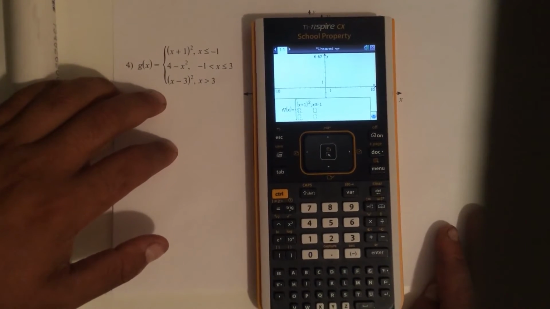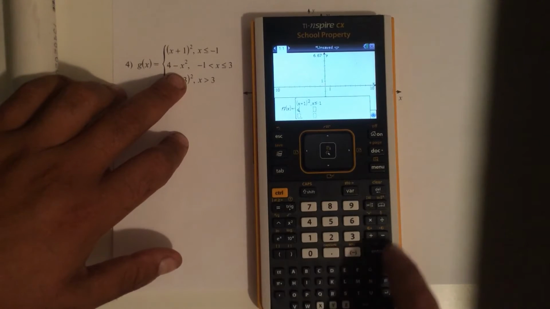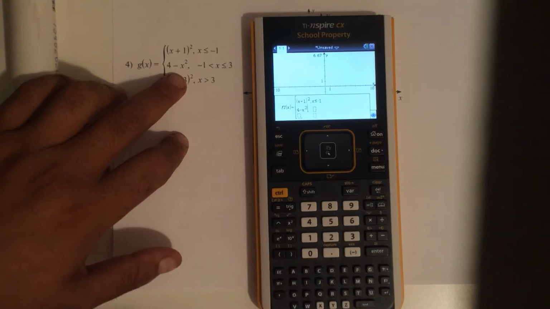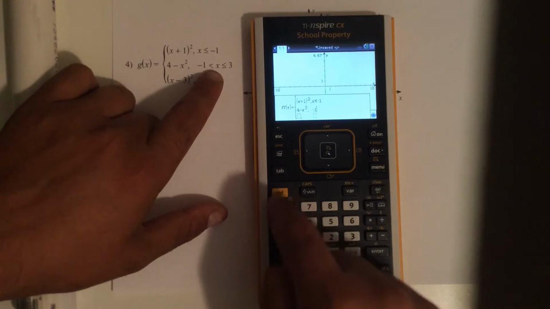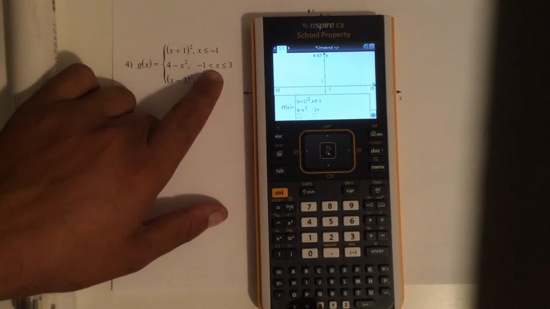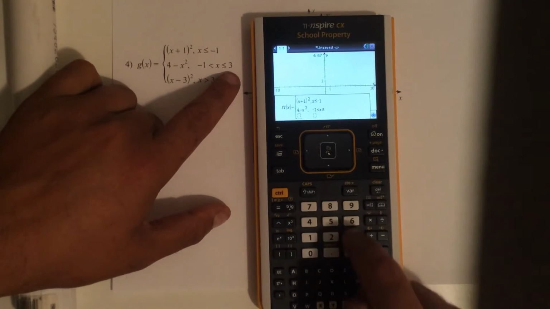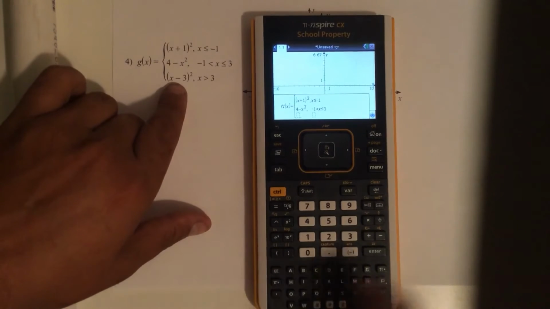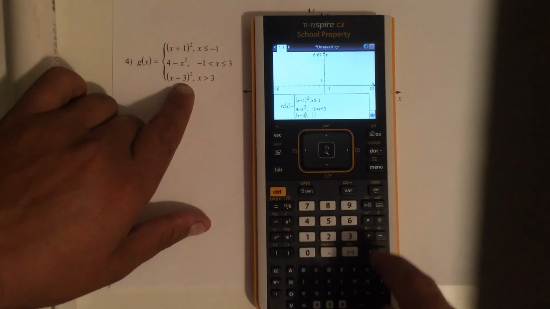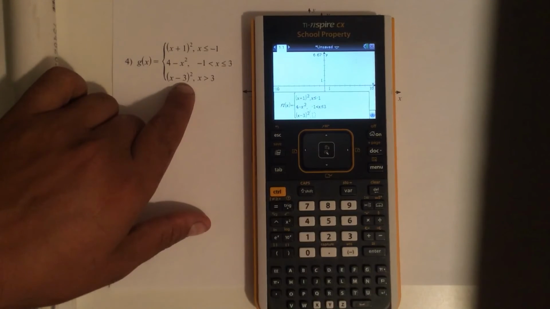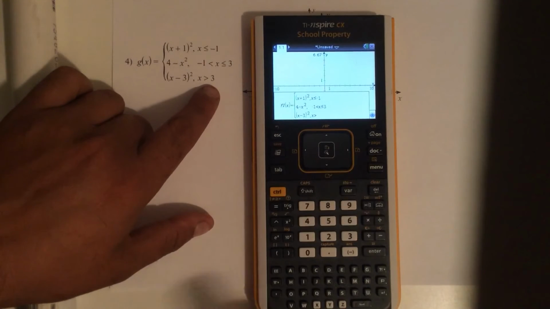All right, so we're going to go ahead and now put our next one, which is 4 minus x squared, which is also quadratic. So we have 4 minus x squared. Put a restriction of negative 1 is less than x, but x is less than or equal to 3. Go to the next one over here. Now we have our parentheses x minus 3, close parentheses, squared, with our restriction of x is greater than 3.